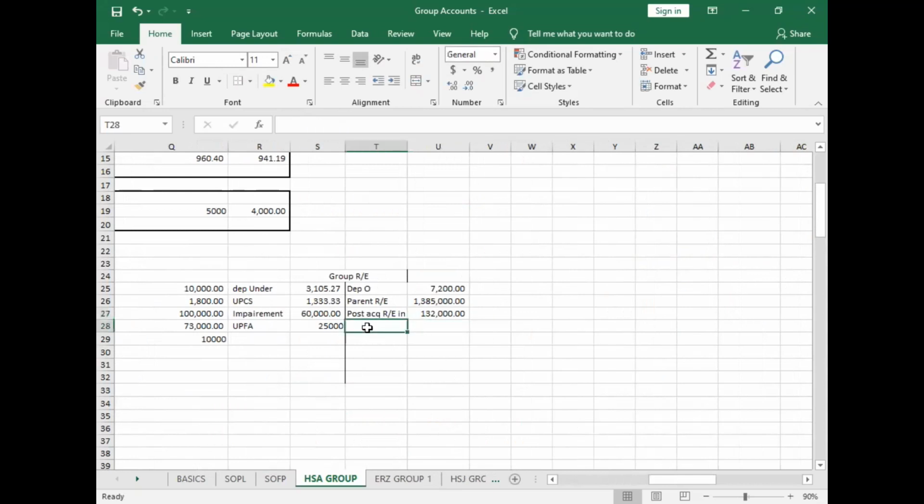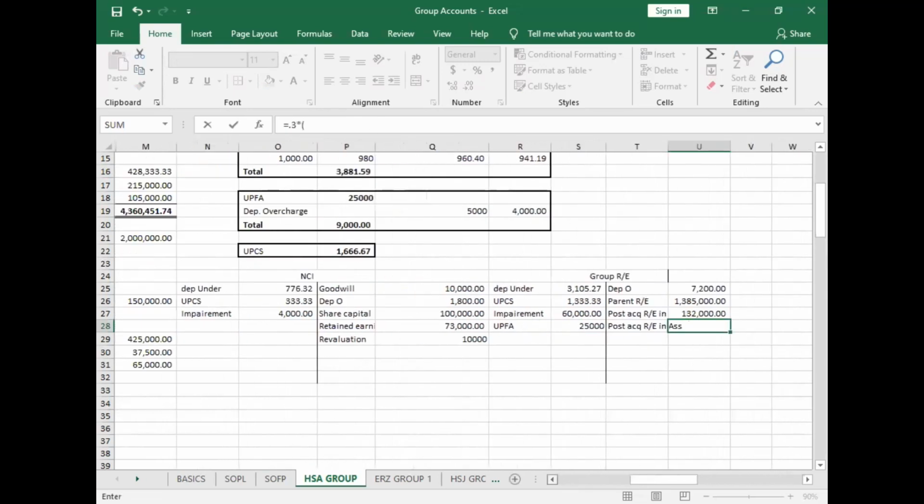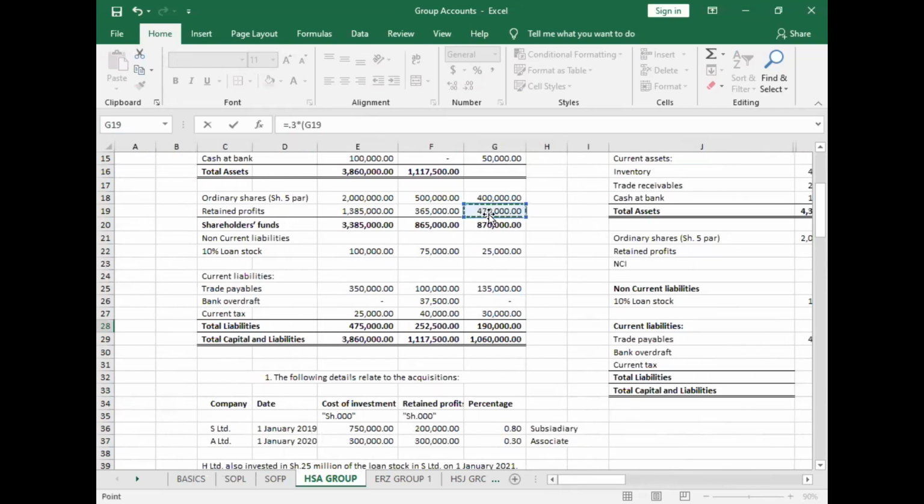Then because we also have post acquisition retained earnings in associate, isn't it? I'll copy this one, control C, I paste it there, control V, isn't it? But not in subsidiary, so it will be in associate company, isn't it? Tab, equal, isn't it? So remember the associate is 0.3. You multiply by, I'll open the bracket. So I'll take this one minus the pre-acquisition, which was 300, isn't it? Then I close the brackets.